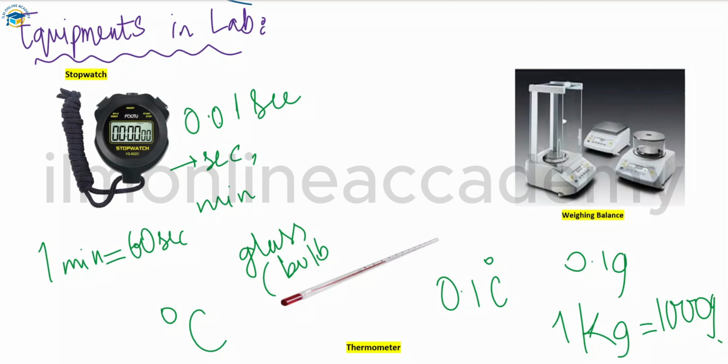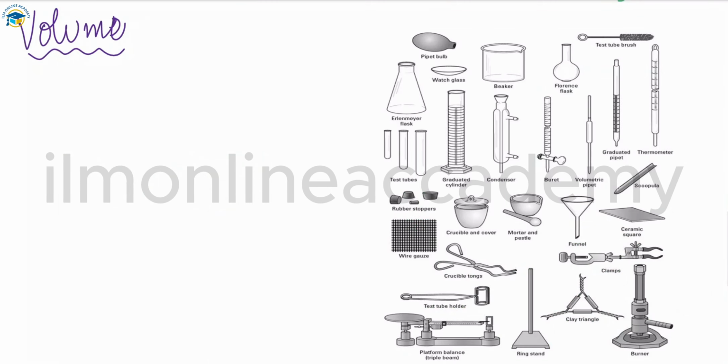Next, we will talk about the equipments that are required for measuring volume. Volume can be measured by using a beaker, a measuring cylinder, a pipette, or a burette. For example, a beaker could be used to prepare a water bath containing 100 centimeter cube. If you want to measure 100 centimeter cube of water, you can use a beaker, but it could not be used to accurately measure 25 centimeter cube of any liquid that we are using.